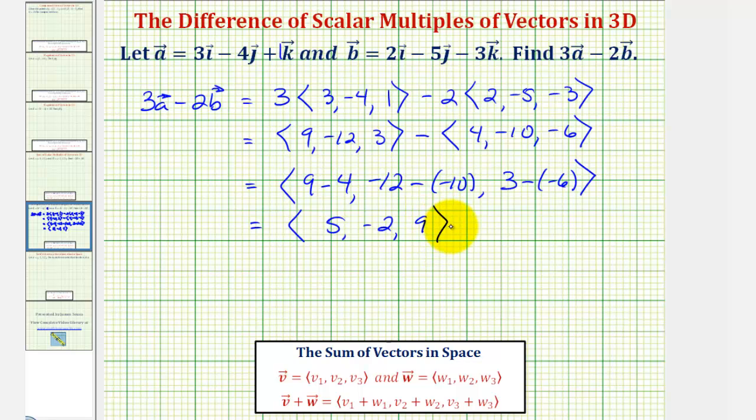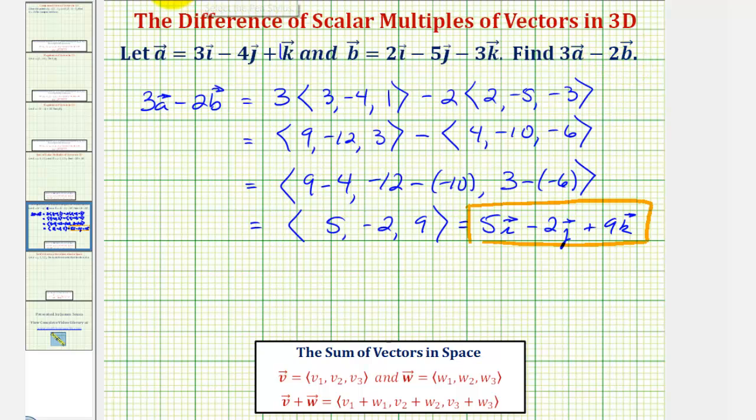But because the original vectors were given as a linear combination of the unit vectors i, j, and k, we should give the resultant vector in the same form. So this would be equal to 5 times the unit vector i minus 2 times the unit vector j plus 9 times the unit vector k. So while we do have our resultant vector, I do want to show what's happening in space when we find the difference of these scalar multiples of vectors a and b.